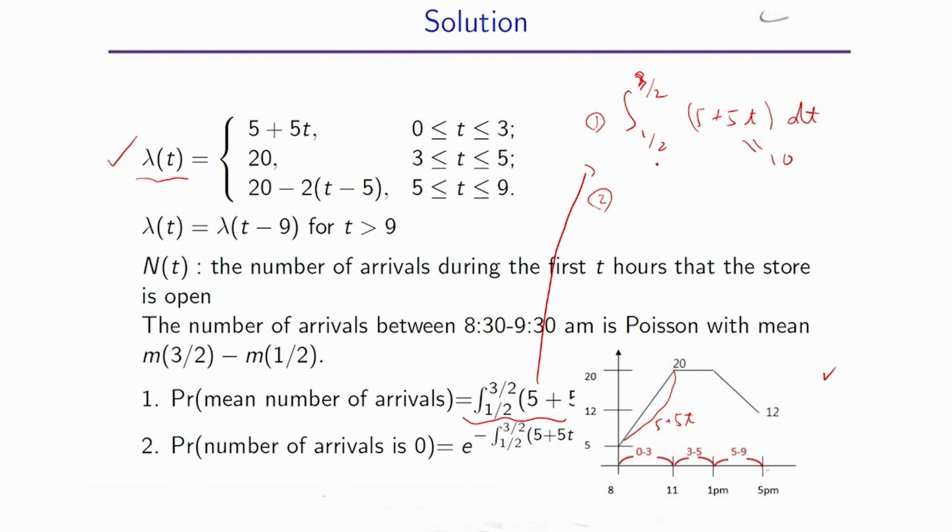So the probability that in this period of time the number of customers is equal to 0 would be e to the minus λ, because λ is equal to 10, times 10 to the 0, because 0 customers, divided by 0 factorial. So that would be e to the minus 10.